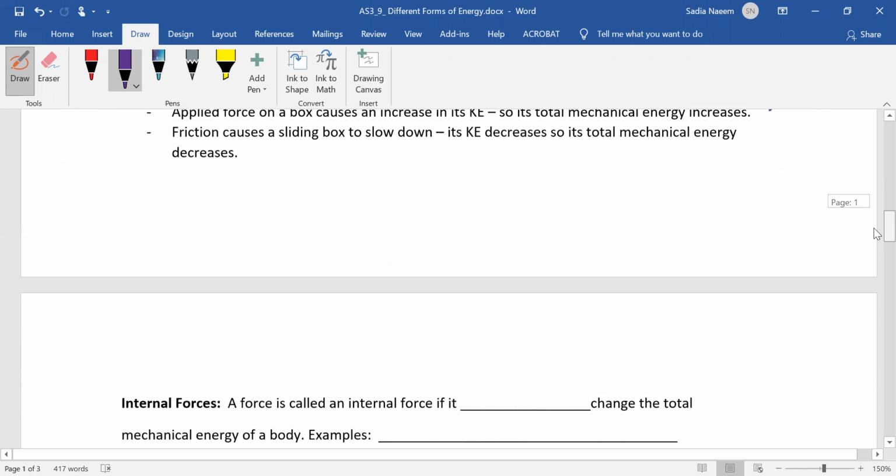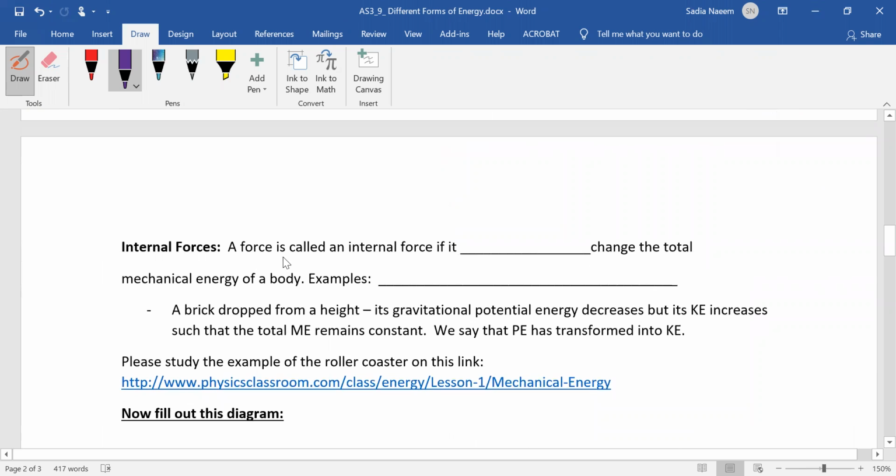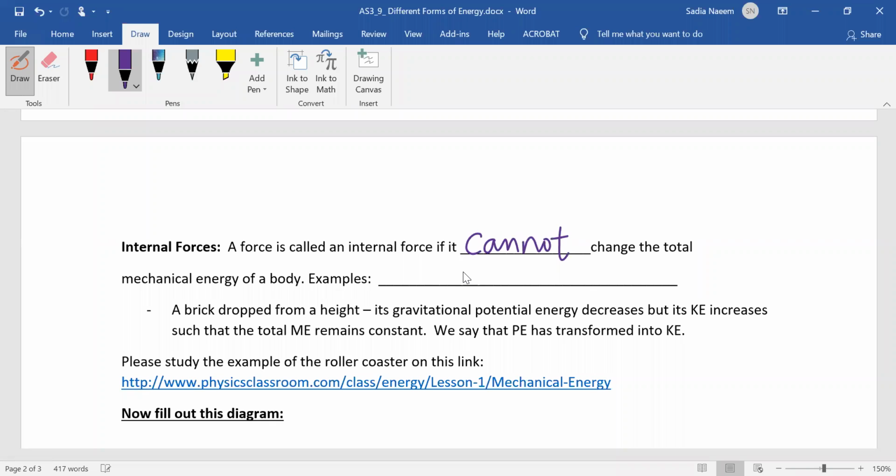So that brings us to this next thing. What's an internal force? A force is called an internal force if it does not change the total mechanical energy of a body. Examples are gravity, and it depends on the problem. We're just going to restrict ourselves to gravity. But you can have spring forces and some sort of an internal force which is part of your potential energy in the equation. Like if a rubber band is doing the work and that is providing the potential energy, then that's an internal force. And the total energy will remain constant.